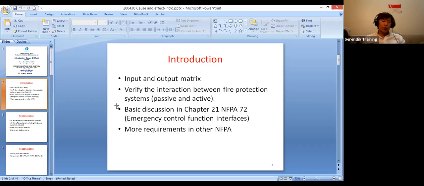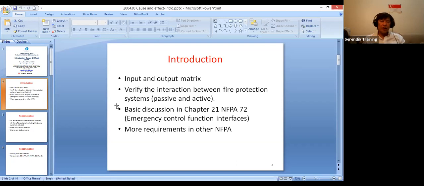In NFPA 72, or in fact throughout the NFPA, you will never find the words cause and effect. You will find phrases like input and output matrix in NFPA 72. You'll find phrases like integrated system testing. But the terminology cause and effect is not found anywhere in NFPA. So if you try to Google that terminology, you will probably be disappointed. You will not find it.